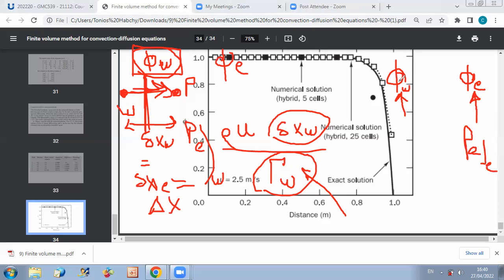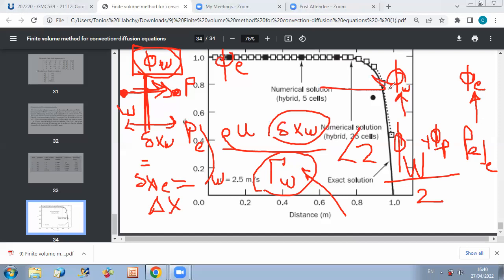Now if the Peclet number at the west face is smaller than 2, then phi west can be computed by just doing the central scheme. What is the central scheme? I take phi at W plus phi at P over 2. If the Peclet number at this face is larger than 2, then I use the upwind scheme. So for Peclet number larger than 2, I replace phi at the west face by phi at point W.